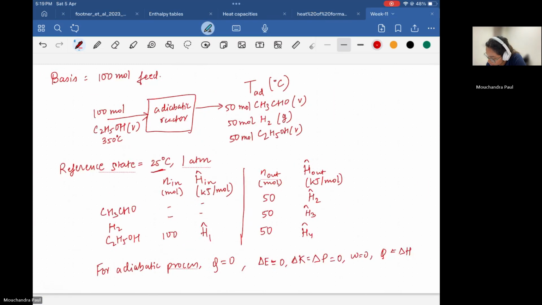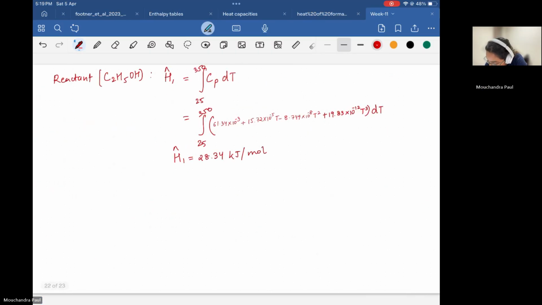Now, on the outlet side, we have to consider that T adiabatic is the temperature at which it is coming out. So we will get expressions for H2 hat, H3 hat, and H4 hat. First, let's do it for acetaldehyde.